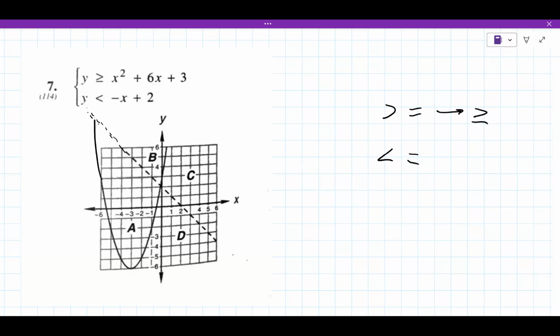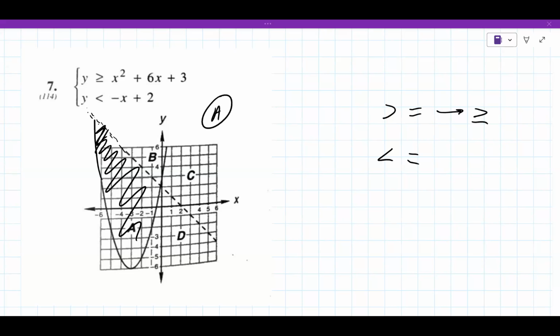Okay, just to be clear, you're not looking for the intersection. Let me make sure I'm actually sharing what I think I should be sharing. Yeah, you're looking for which region is both shaded. Oh, okay, A then. Yes, A is your answer. And then you can do the same thing for 8.